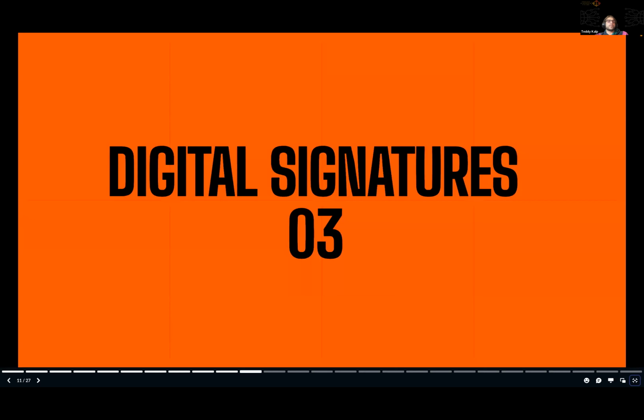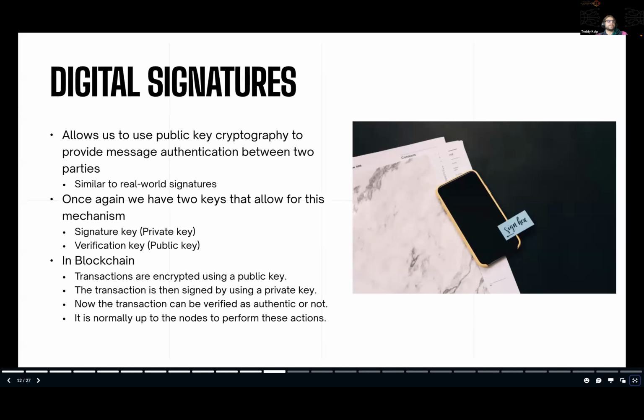Now I'm going to talk a little bit about digital signatures. This plays onto the public and private key concepts. So what are digital signatures? They allow us to use public key cryptography to provide message authentication between two parties. It's similar to a real-world signature, where if you send a message to somebody, you would sign it at the end to signify that it's you signing it. Of course, someone could maybe forge your signature, but that's just an assumption that we have.